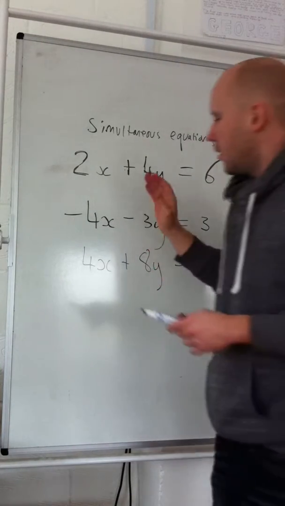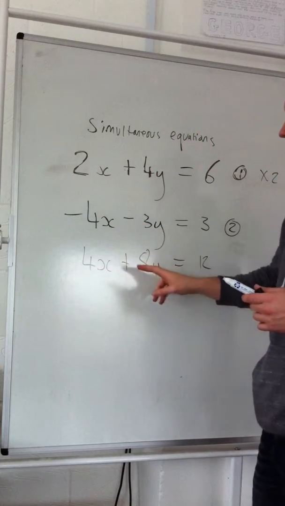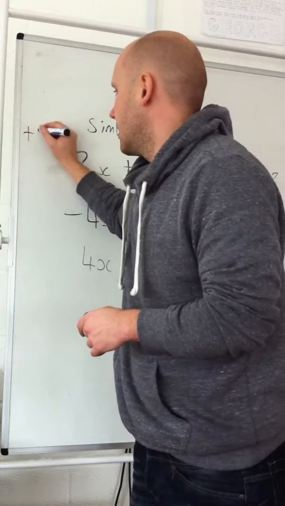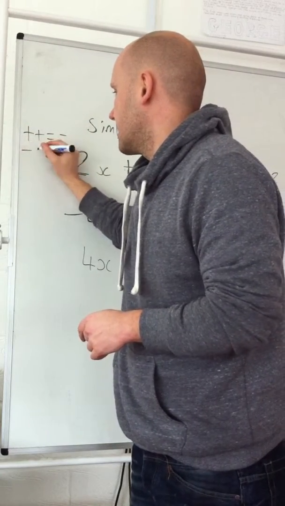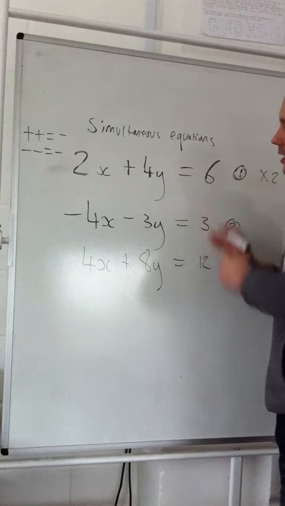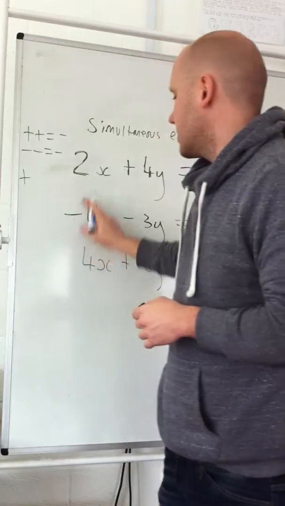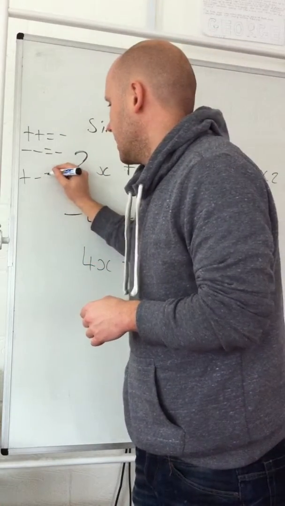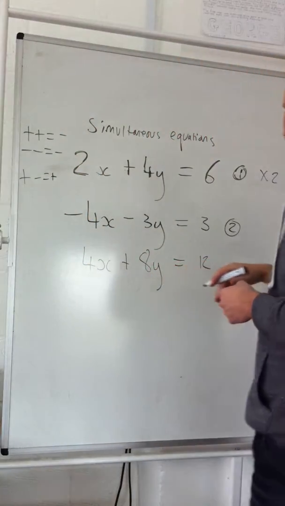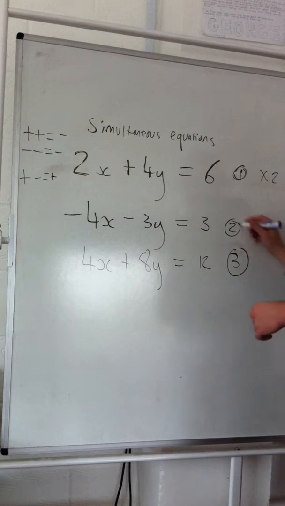Now, this is a more tricky stage. What you have to do is look at the coefficients. If both the signs are the same, if it's a plus plus or a minus minus, then you need to minus one equation from the other. But in this case, we've got mixed signs. We've got a minus sign here and a plus sign there. So we're going to add both equations to each other. So what we're going to do is add equation 2 to equation 3.